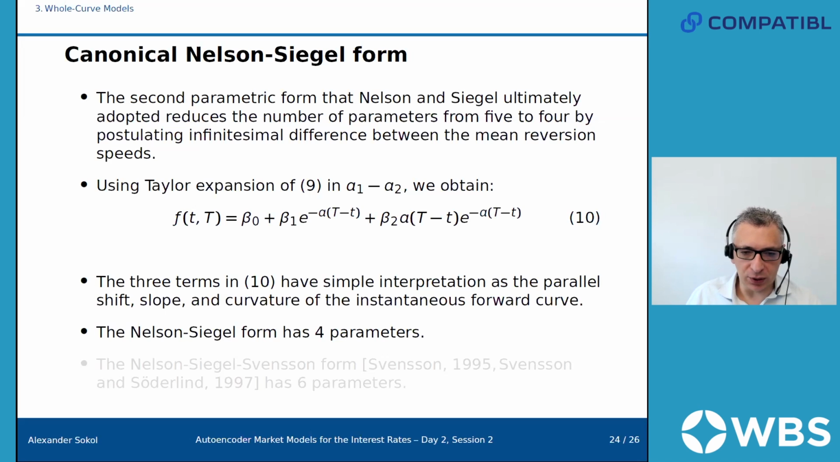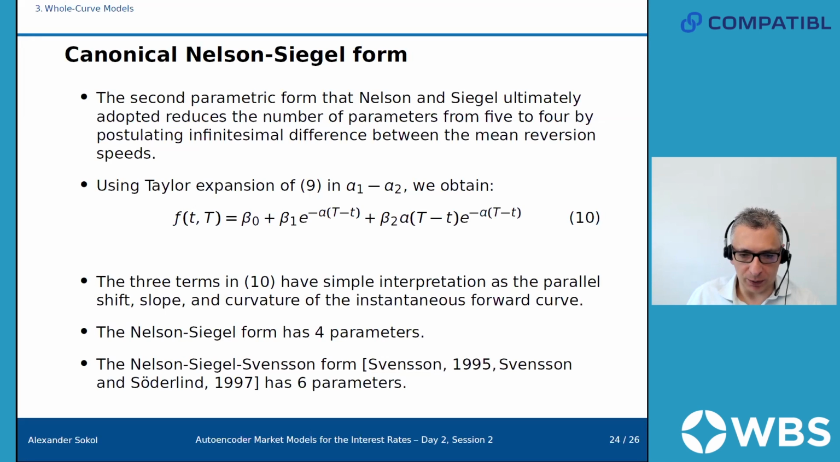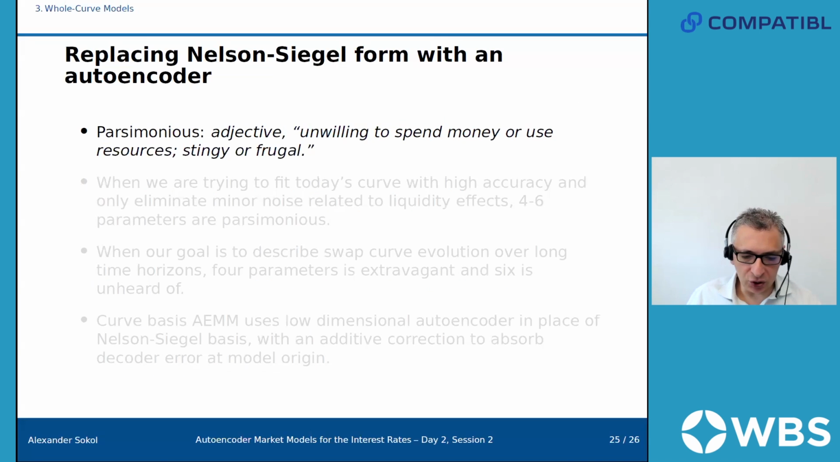So the three terms have simple interpretation. There are a total of 4 parameters, of which you vary 3 during the model use, and one of them, the mean reversion speed, is fixed. And Nelson-Siegel-Svensson adds another linear term with a different beta 4 and another mean reversion. So it has 6 parameters. Well, the definition of parsimonious is unwilling to spend money or use resources, so basically still the minimal.